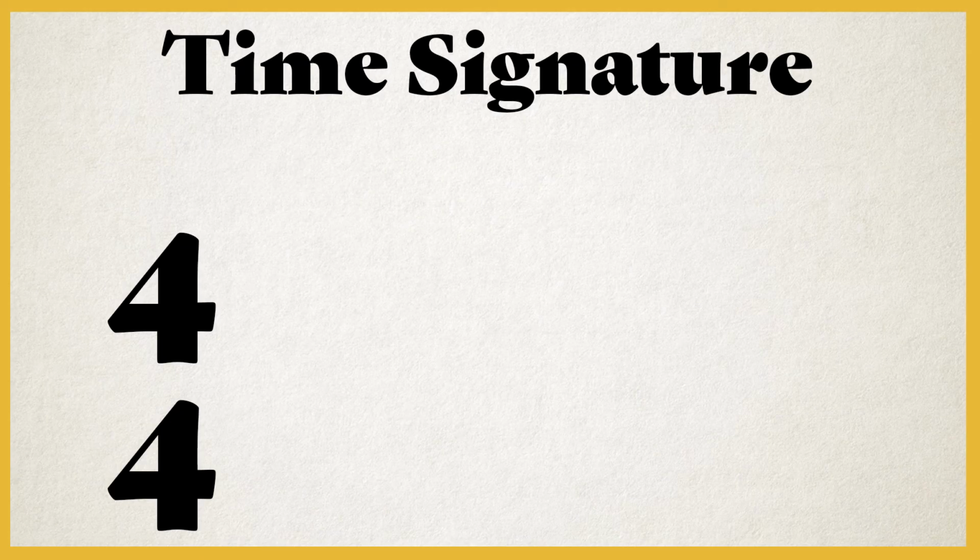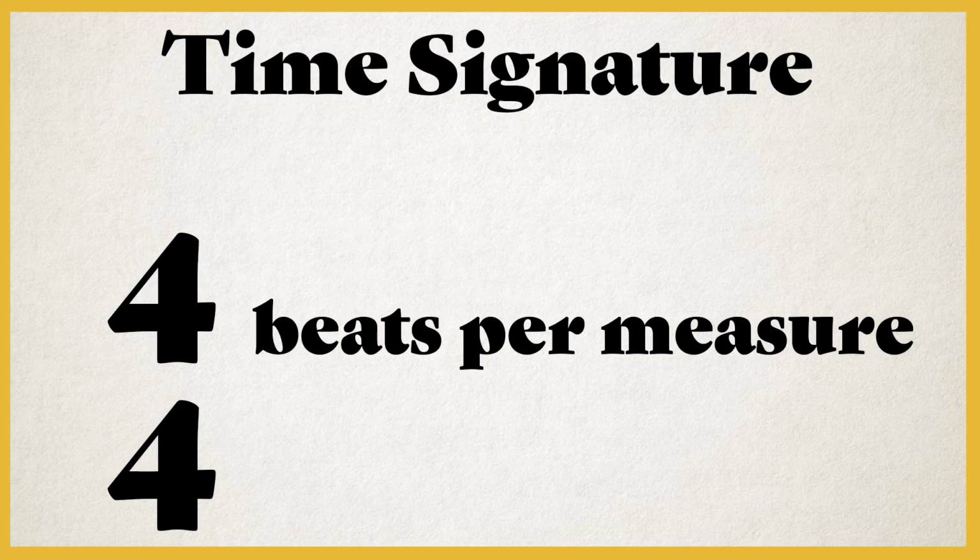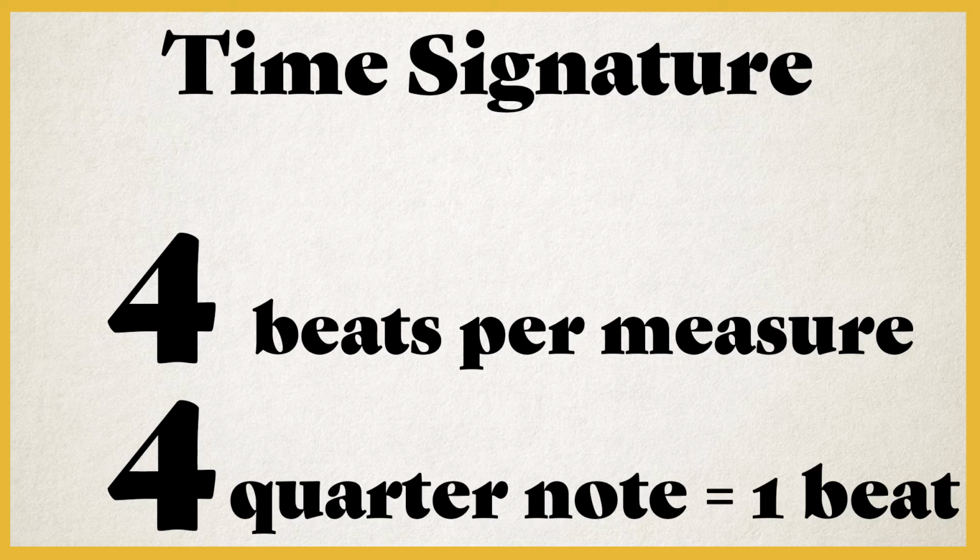In this case, the top number in the time signature tells you how many beats are in each measure. The bottom number tells you which type of note equals 1 beat. So, a 4/4 time signature tells us that there are 4 beats in each measure and that a quarter note is equal to 1 beat. Another common time signature is 3/4, which means that there are 3 beats in each measure, and 2/4, which means that there are 2 beats in each measure, both where the quarter note equals 1 beat.